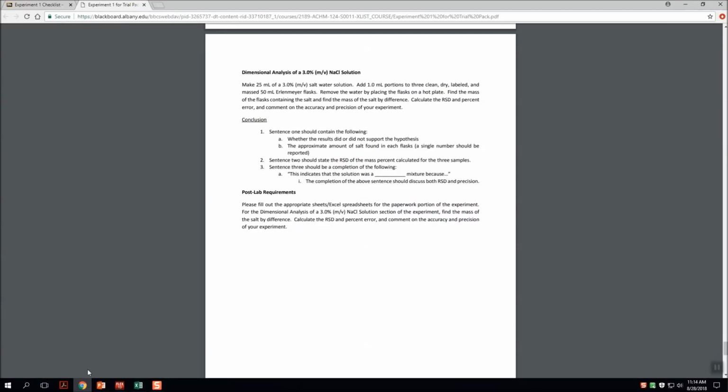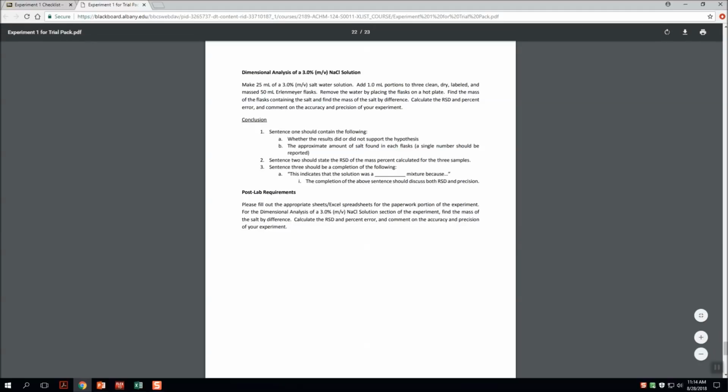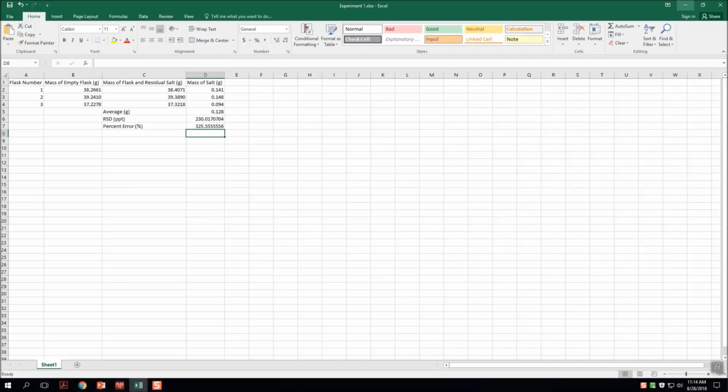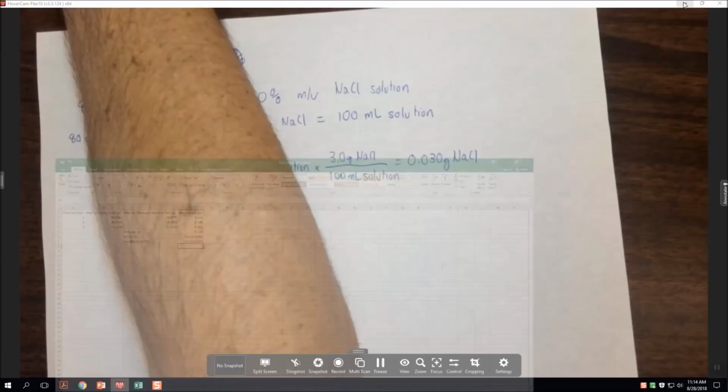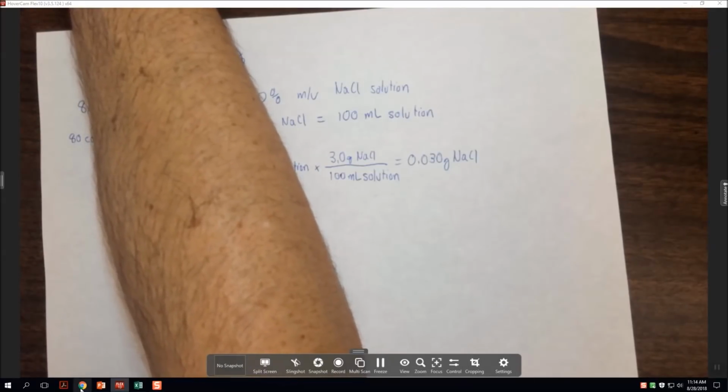Sentence 2 should state the RSD of the mass percent calculated for the 3 samples. So the RSD here is 230. So the relative standard deviation of the mass percent is 230. That's the sentence. That's pretty straightforward.